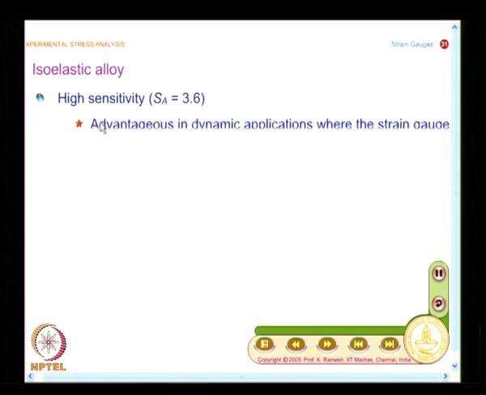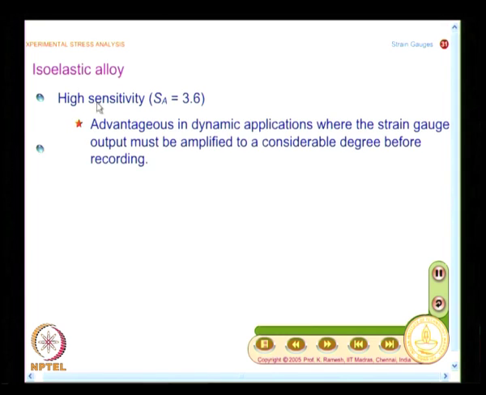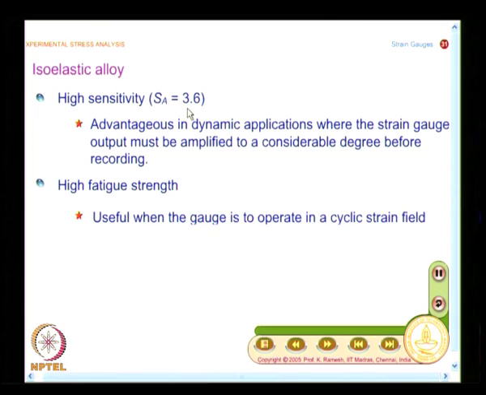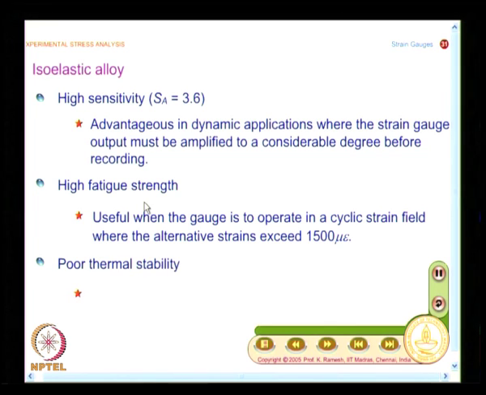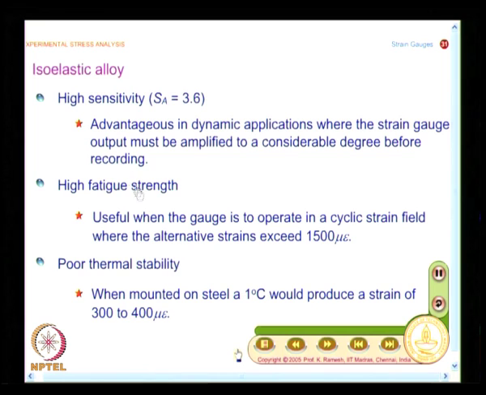The first advantage of isoelastic is its high sensitivity, SA is 3.6, and another advantage is it has a high fatigue strength. So, if I have high sensitivity, what is the advantage? When I go for dynamic applications where the strain gauge output must be amplified to a considerable degree before recording, a high value of SA helps. So, I have a better signal.